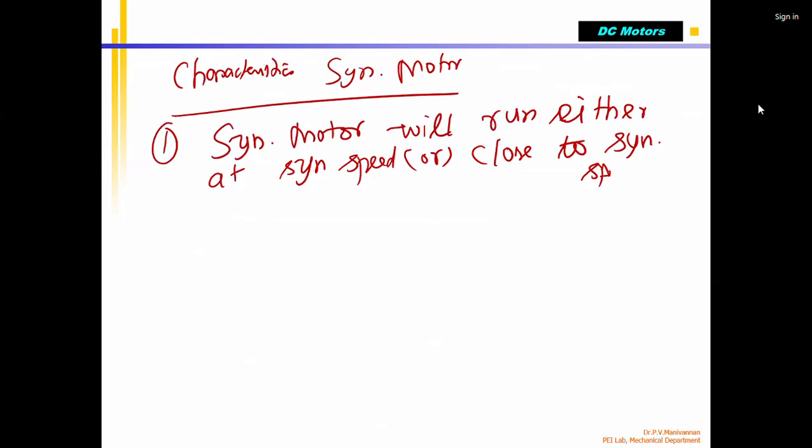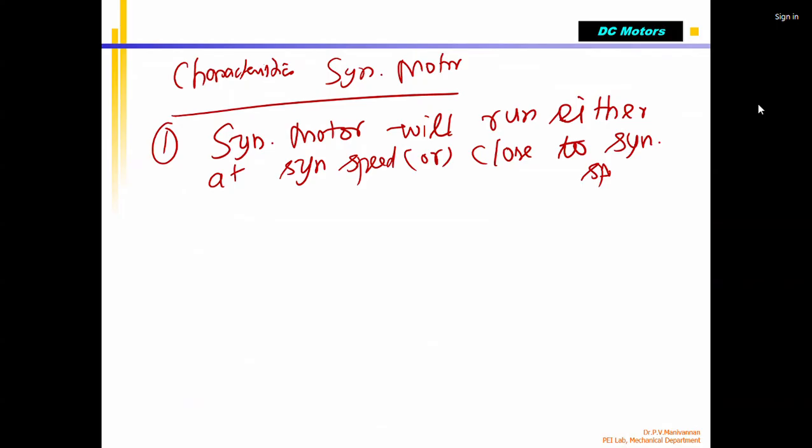Its speed we already calculated as 120 F divided by small p, or 60 F by capital P, and for 6 poles we said 1000 RPM. That is the magnetic field rotation. The rotor speed, which is called the motor speed, can be a maximum of 1000 RPM. It cannot be more than that, but many times it will be slightly less. Rotor speed and motor speed are the same. Its speed will always be lesser than the synchronous speed because of a time lag.